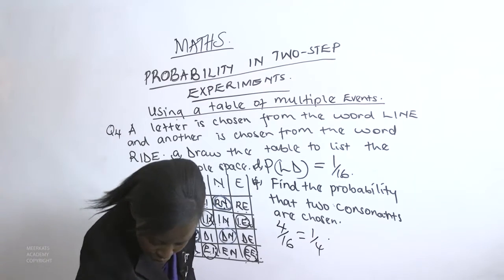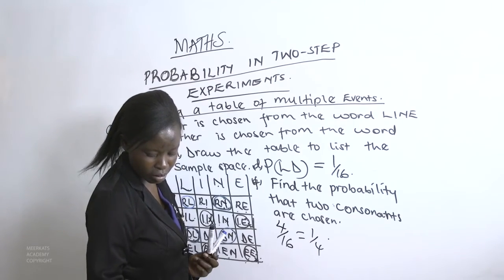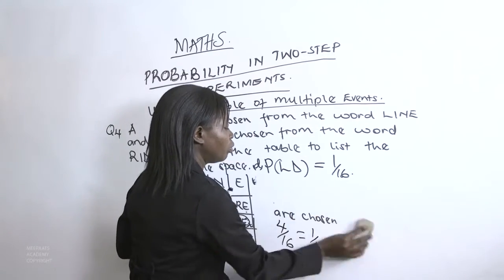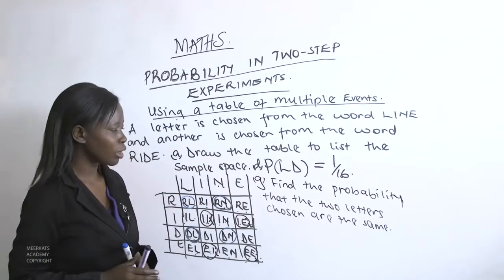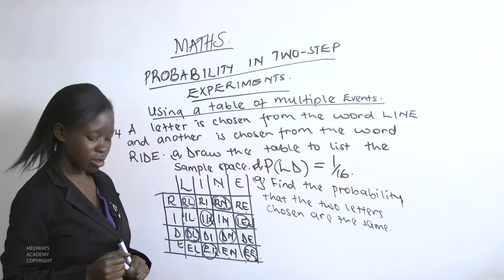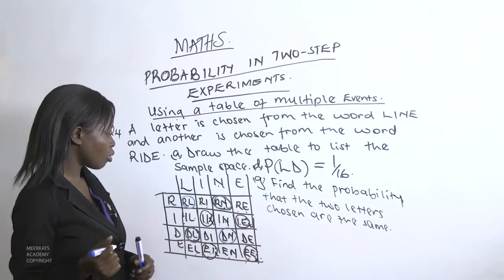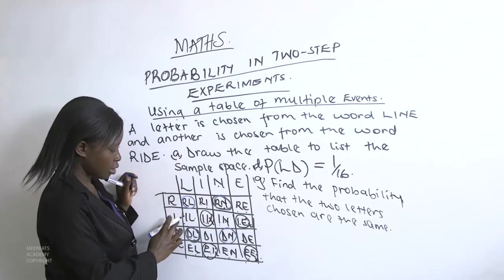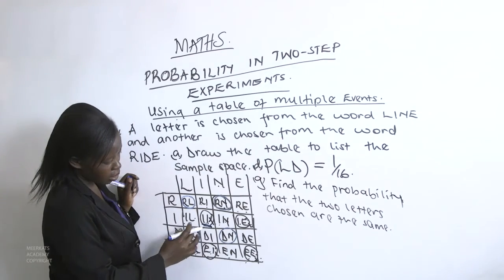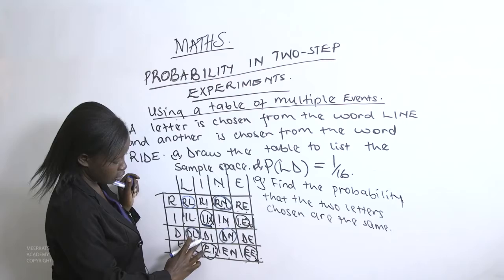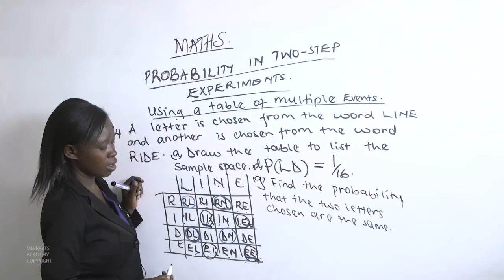Then finally, the last part of that question is asking us to find the probability that the 2 letters chosen are the same. It doesn't matter if they are vowels or consonants, but what we are concerned with is that they are the same letters. An example is where we have 2 I's at that point. We are getting 2 letters that are the same. Then we have the 2 other letters in that point.